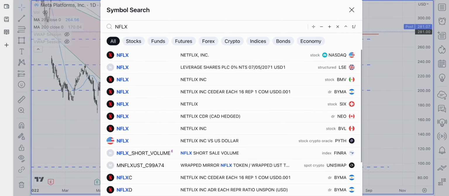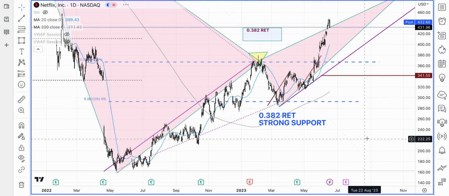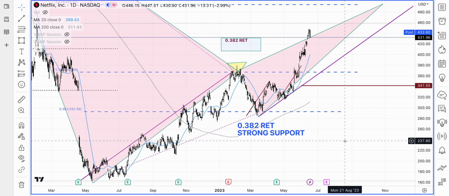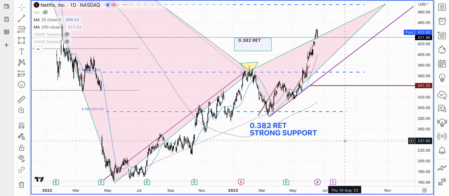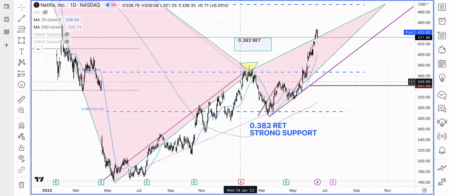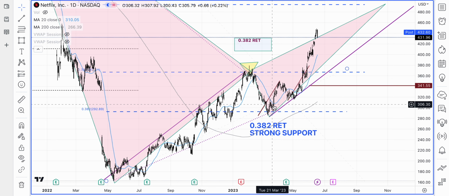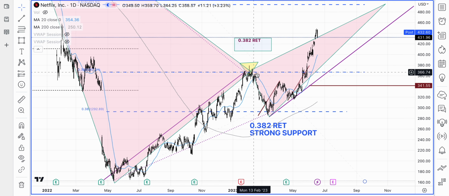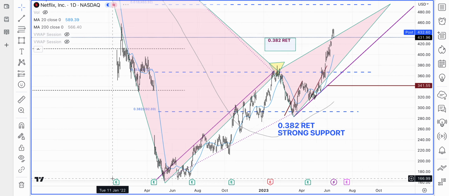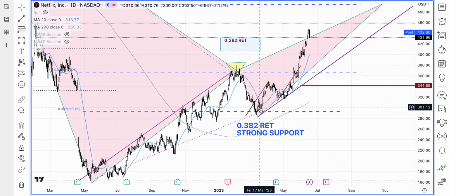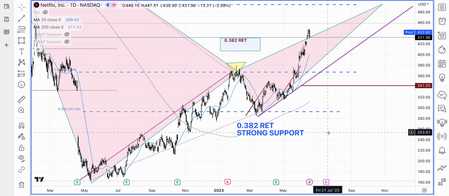Let's take a look at Netflix. So the Netflix stock is also very interesting. All subscribers will know that we were looking for a possible scenario when it reached this level of $367 per share, which was actually the 38.2% Fibonacci retracement from its all-time highs to the lows reached back in May of 2022. That maybe it's going to do an ABCD pattern and could move actually a little bit lower.